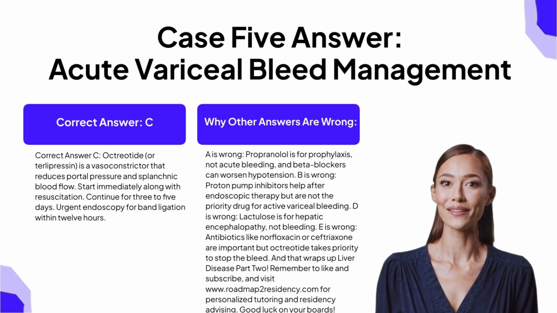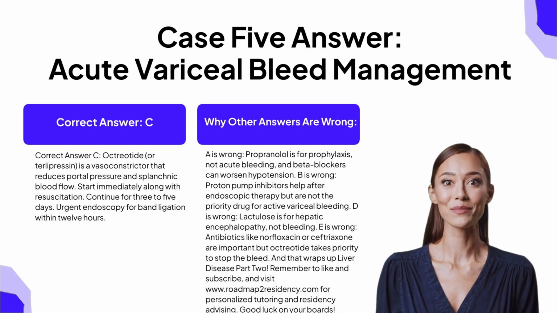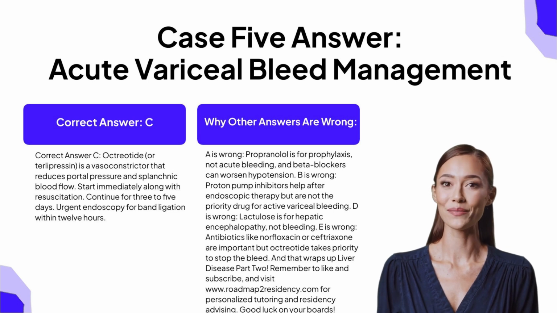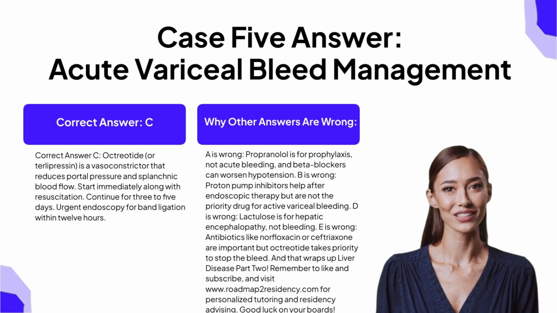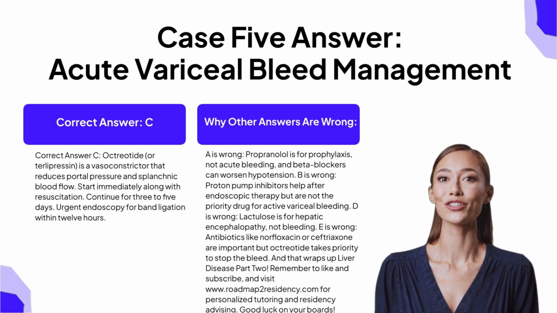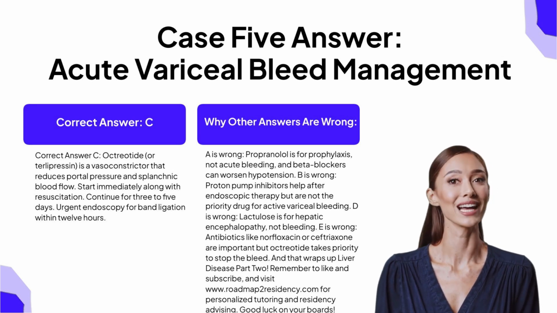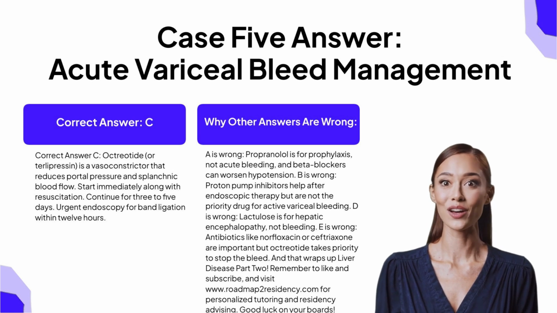Wrong answers. A is wrong because propranolol is for prophylaxis, and beta blockers can worsen hypotension in an actively bleeding patient. B is wrong because proton pump inhibitors help after endoscopic therapy, but do not stop variceal bleeding. D is wrong because lactulose treats hepatic encephalopathy, not bleeding. E is tricky because antibiotics like ceftriaxone are indicated in variceal bleeding to prevent spontaneous bacterial peritonitis, but octreotide to stop the bleeding takes priority.